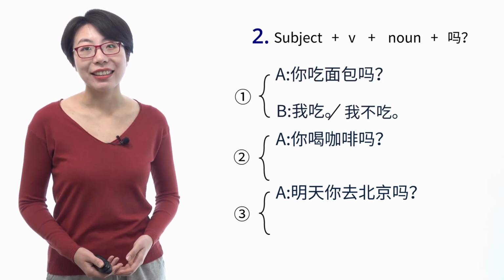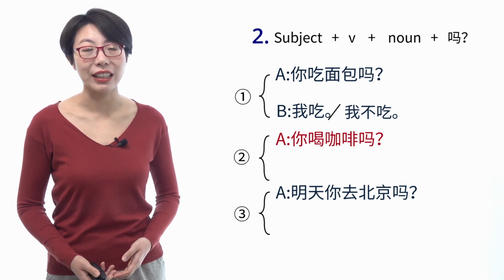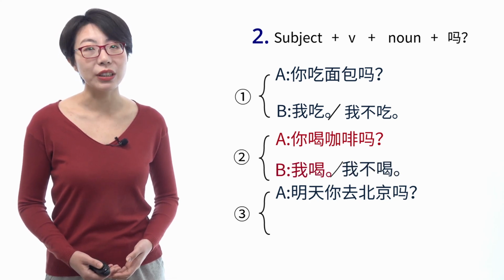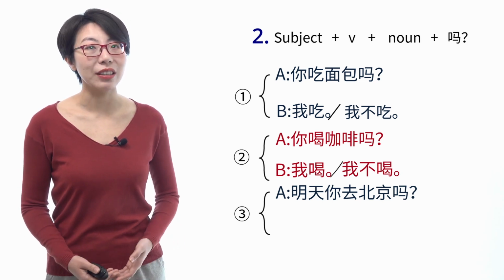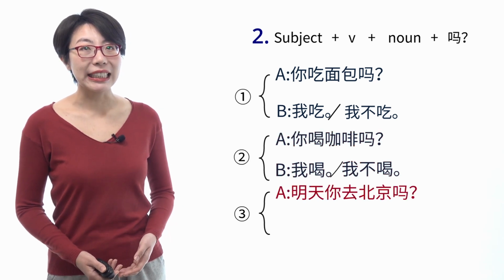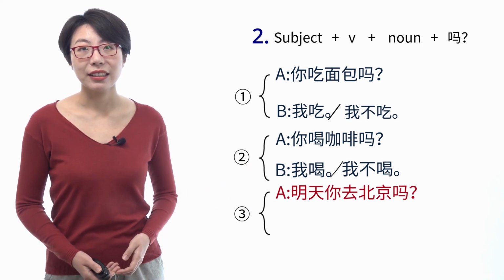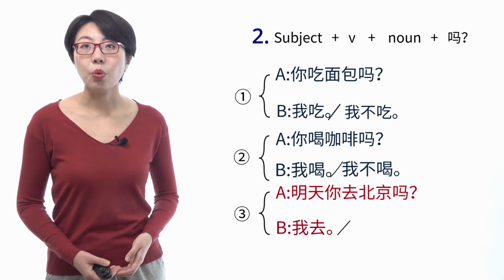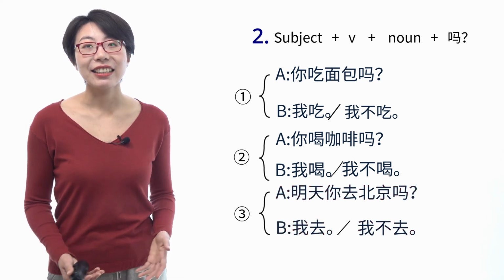Good, next question. 你喝咖啡吗? Do you drink coffee? 我喝, I drink. 我不喝, I don't drink. And also you can make the full sentence like 我不喝咖啡。明天你去北京吗? Are you going to Beijing tomorrow? Yes. 我去, I'll go. 我不去, I won't go.